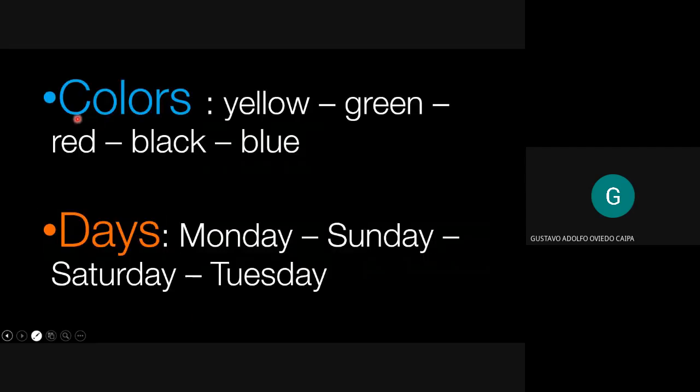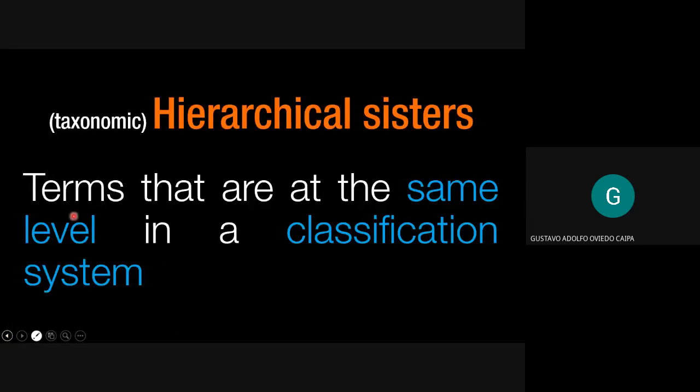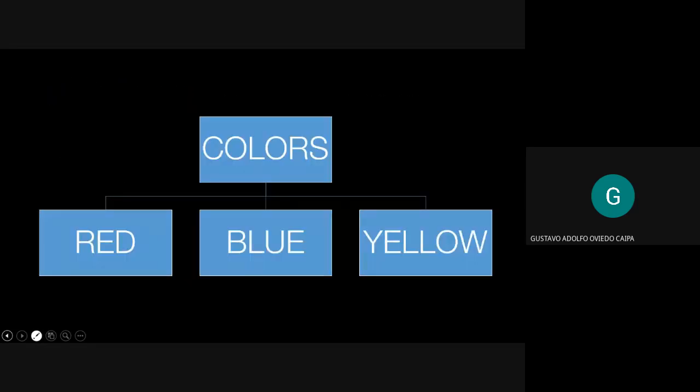That's why I say that if I classify colors, then yellow, green, black, blue, those will be taxonomical sisters. Or for example, if I classify days of the week, then I will get Monday, Sunday, Saturday, Tuesday as days of the week. And they would be hierarchical sisters. They will be opposite in meaning because they stand in the same classification. All right, lastly, let me go back to the definition. Hierarchical sisters are terms that are at the same level in a classification system. And that's why they oppose each other. That's the other type. And with this, we finish opposites. So this is the last opposite that we see.